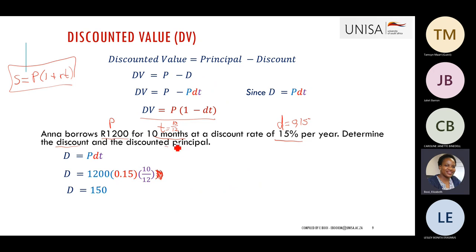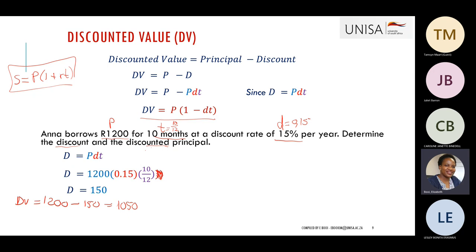And from here, they ask what will be the discounted principal, which is the discounted value? Your discounted value will be 1,200 minus our discount of 150, which equals 1,050. That is the second part. That's how you can answer this question.